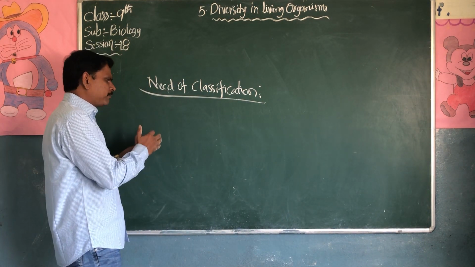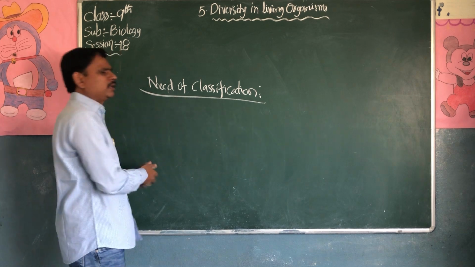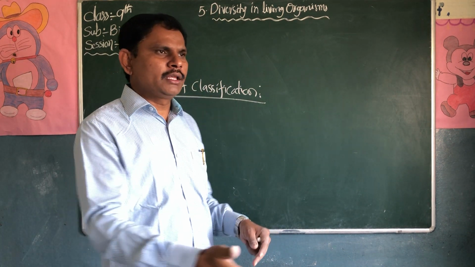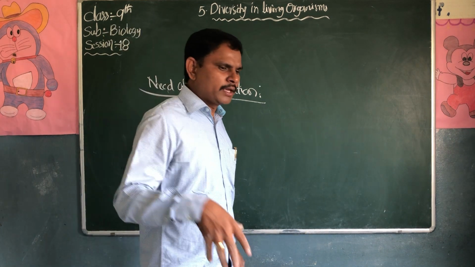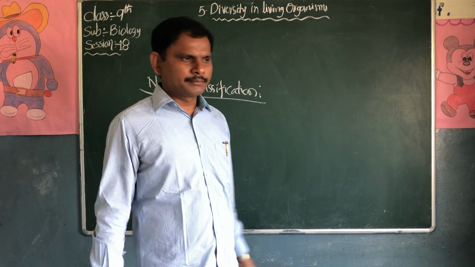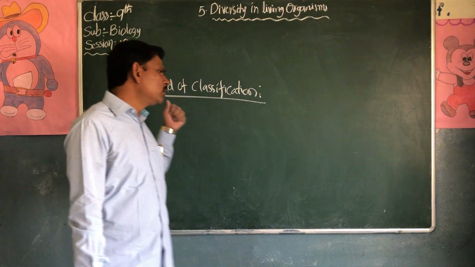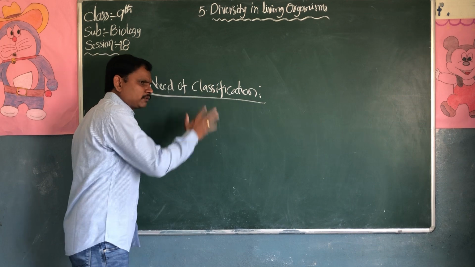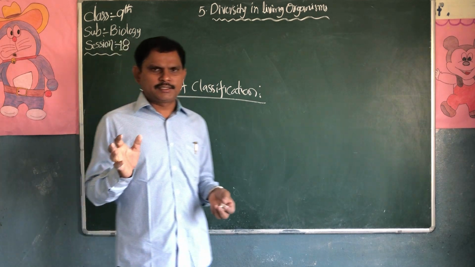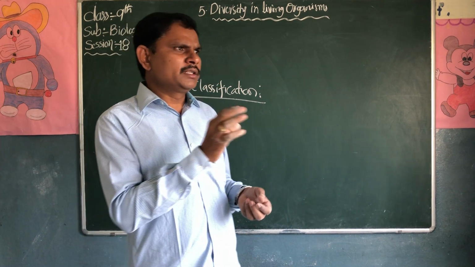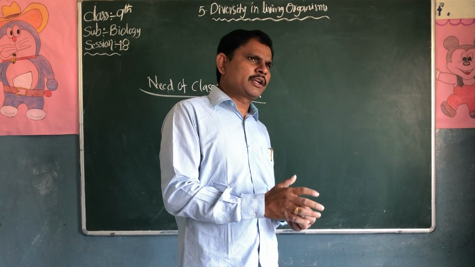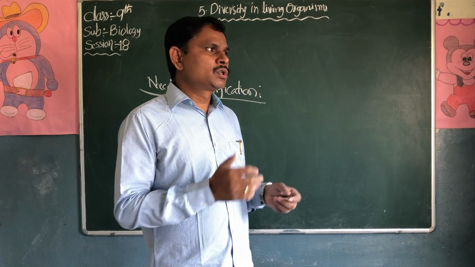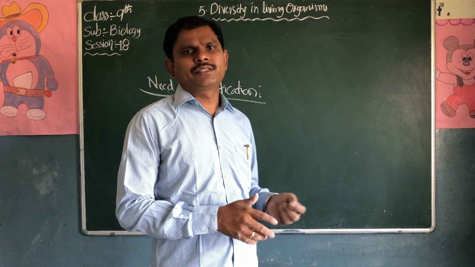For example, to compare one animal to another animal. Some animals are flying. Some animals are walking on the land. Some animals are living in the water. We have to compare. So to observe the similarities between one organism and another, what are the same characters? I told you the difference between one organism and the other organism. To write the differences and comparisons, we need classification.